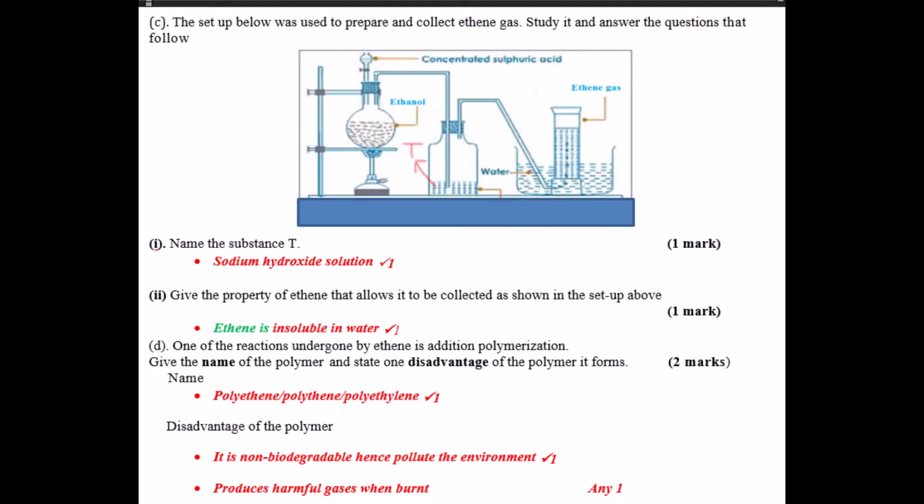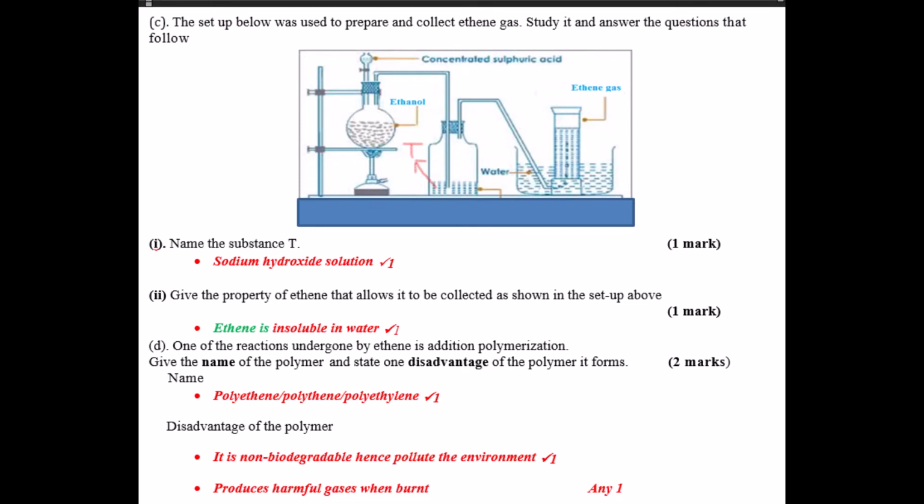With part 2, why is it possible to collect the gas, ethene, through this method? It is because the gas is insoluble in water. This method is called the over-water method, for gases that are insoluble or slightly soluble in water. With part D, you are supposed to name the polymer that is formed when ethene undergoes polymerization. This one we call polyethene. Some people also, in some cases, use the old name, polyethylene.